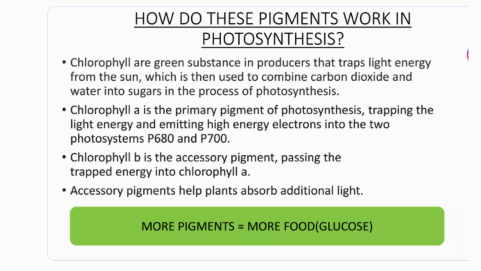Some accessory pigments help the plant to absorb additional light. For example, more pigments equal more food and glucose. So this is all about the photosynthetic pigments and their function for the production of food.